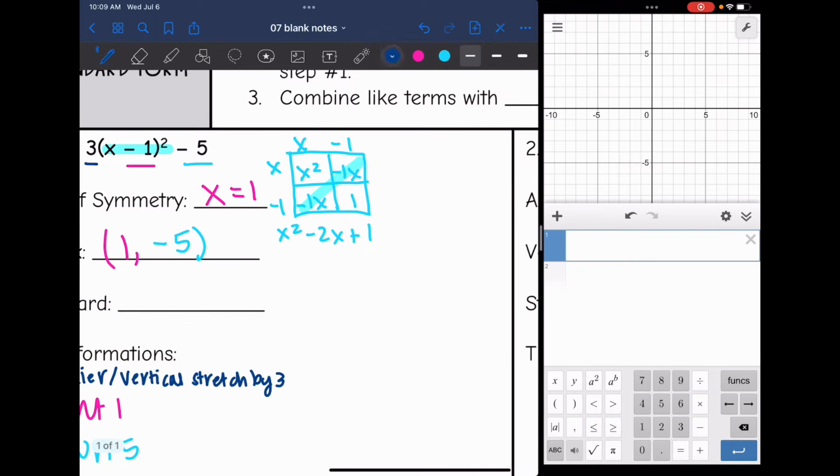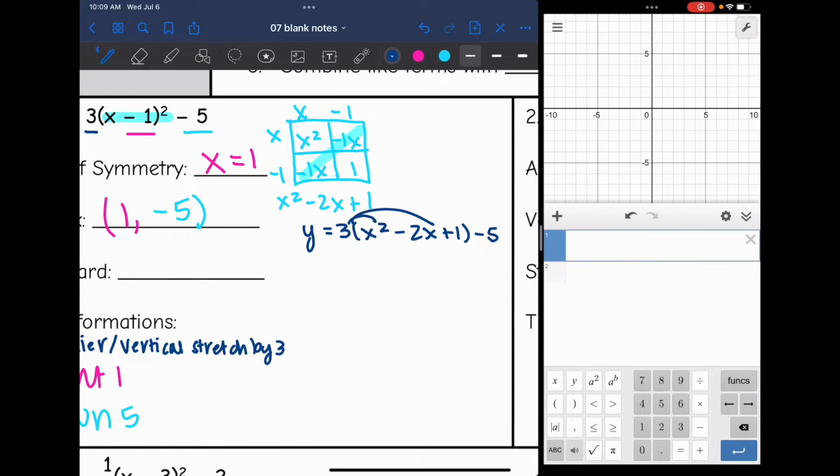Okay, now I'm going to replace that with the product I just found, and I'll distribute the 3 to it. So it'll be y equals 3 times the product I just got, x squared minus 2x plus 1, minus 5. So now let's distribute, and we get y equals 3x squared minus 6x plus 3 minus 5. And then let's combine like terms, and I get y equals 3x squared minus 6x minus 2.